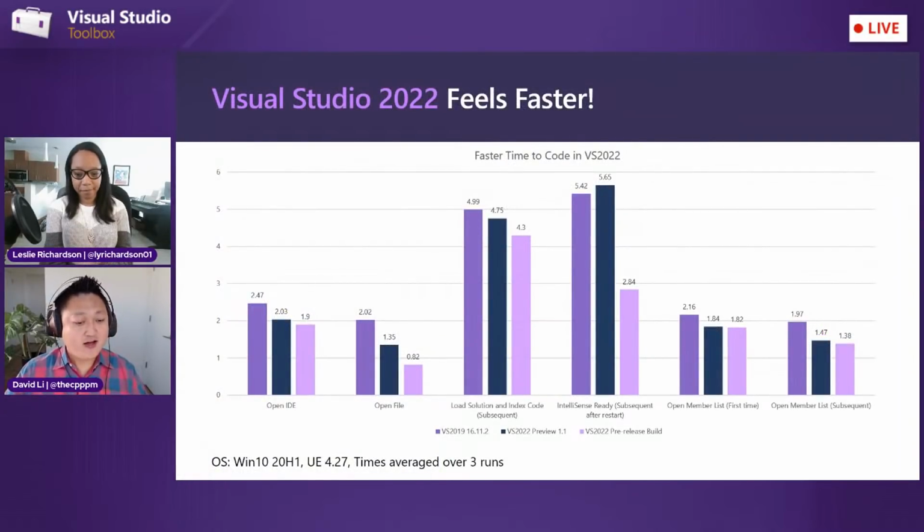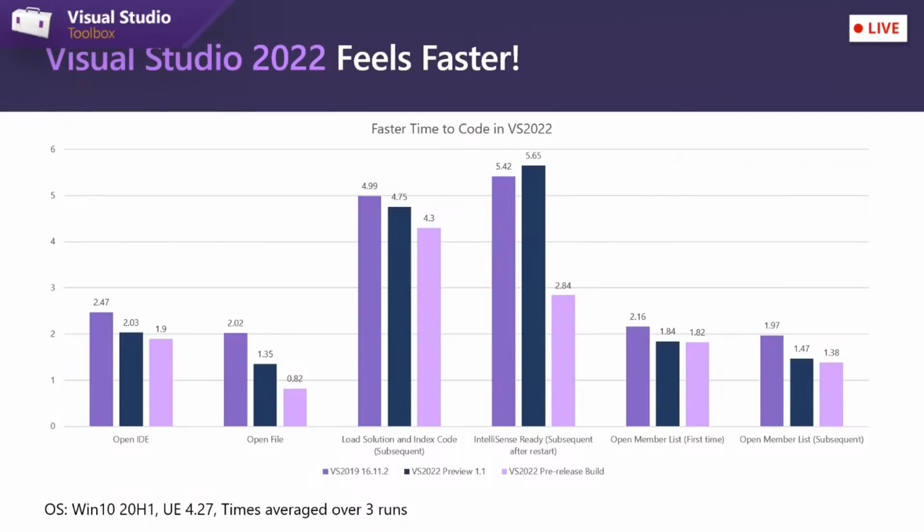As you can see here, there are quite a lot of improvements. Even though the numbers are small, from VS 2019 all the way to the pre-release build, the numbers are slowly decreasing, which is great for productivity. For example, the third one, load solution and index code, which we measure by loading a solution after the code has been indexed, decreased by almost a second.